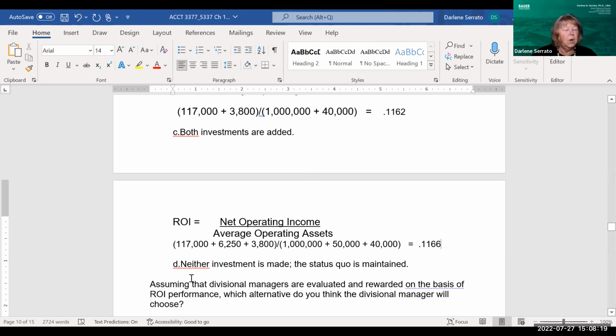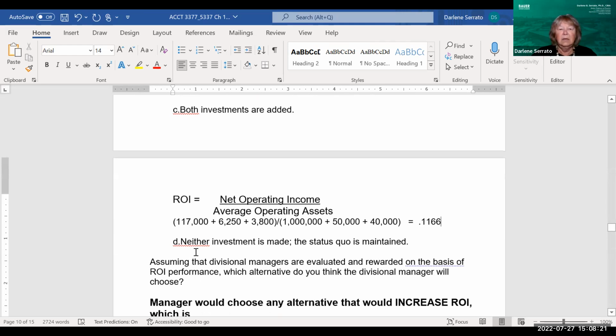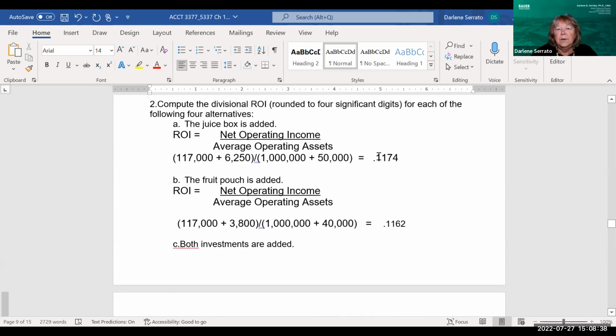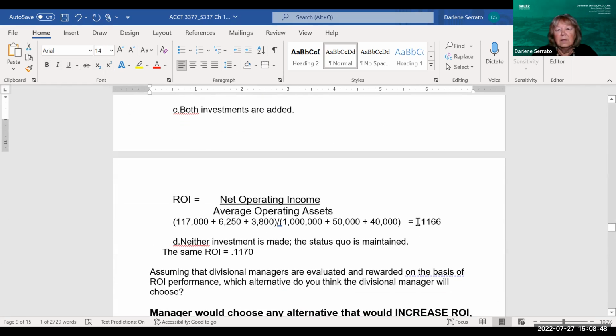And if the status quo is maintained, it will be the same ROI, which is 0.117. Okay, so now we're looking at this, this, this, and the current ROI.